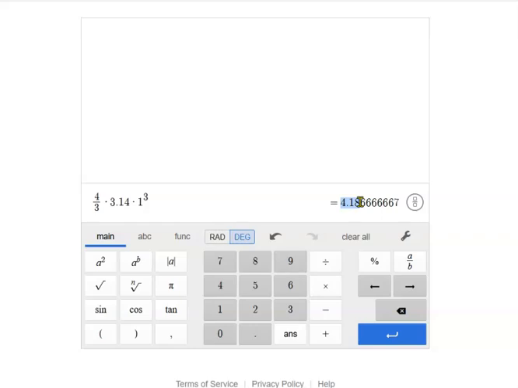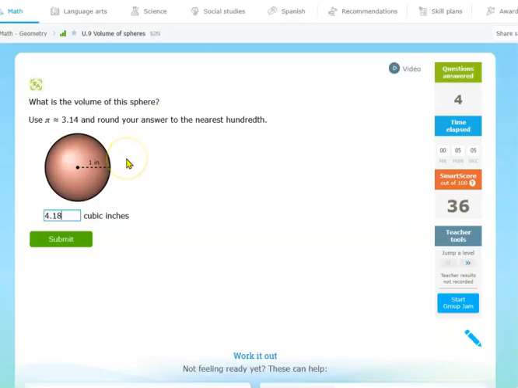So I'm going to copy that. And then I'm going to look at the next digit over, which is a 6. 5, 6, 7, 8, or 9 means round up. So 4.18 is going to get rounded up to 4.19 this time.